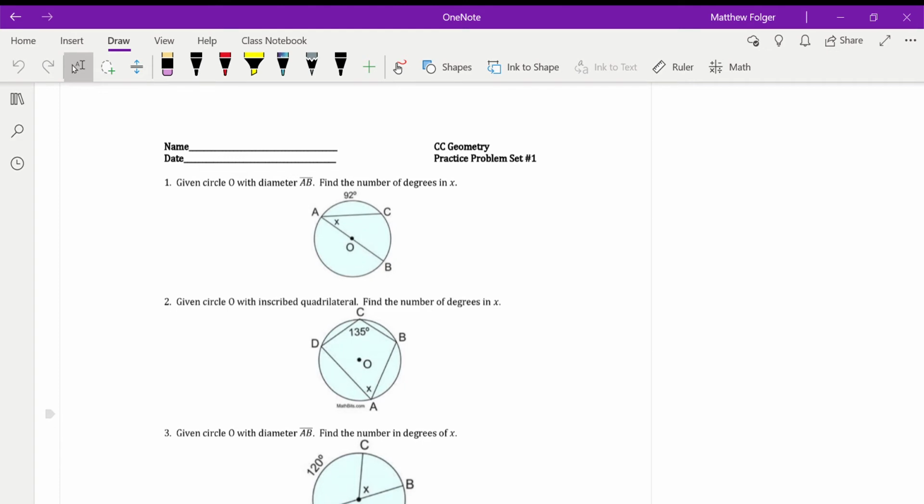All right, so here are the solutions for the first problem set for geometry.